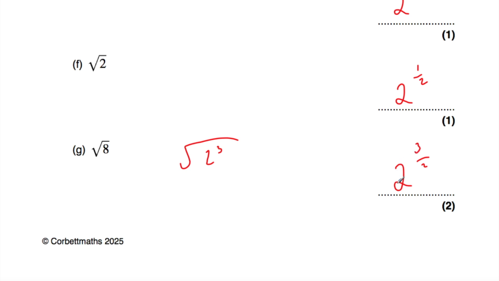And if you had 2 to the power of 3 halves, you do the square root of 2 and then cube it, which would be the same as, it actually doesn't matter which order you do it in. You could cube the 2 and then square root it, or you could square root the 2 and then cube it, you get the same answer. So here, the square root of 8 would be equal to 2 to the power of 3 over 2, and that's it. Okay, let's look at our next question.